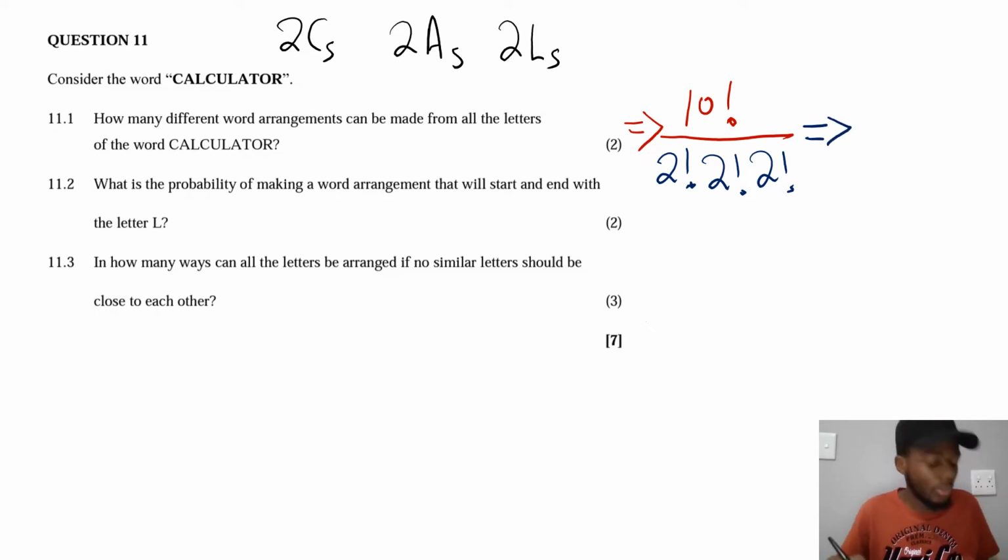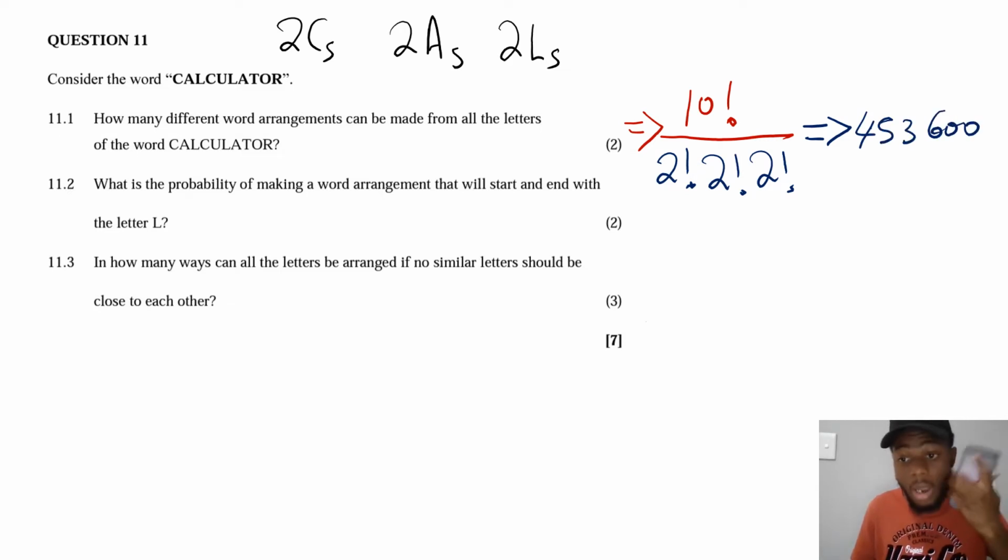Then let's see how many ways we have to arrange this word. 10 factorial divided by 8, and I think we're going to get 453,600. These are the number of ways that this word can be arranged. Then let's go to the next question.